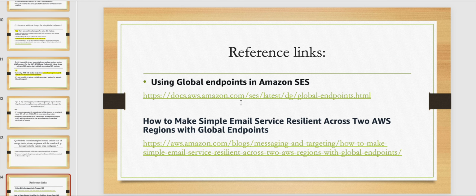So these are the reference links that you can see. It's AWS documentation which tells you the steps to configure it. I will share it in the description. And second is a blog which shows how you can build resilient architectures with SES using global endpoints.